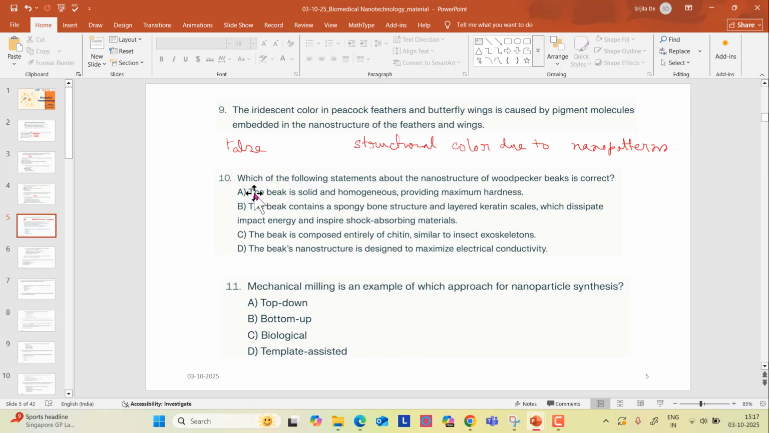Okay. Next, which of the following statements about the nanostructure of the woodpecker beak is correct? The beak is solid and homogeneous, providing maximum hardness. The beak contains a spongy bone structure and layered keratin scales, which dissipate impact energy and inspire shock-absorbing materials. The beak is composed entirely of chitin, similar to insect exoskeletons. The beak's nanostructure is designed to maximize electrical conductivity.